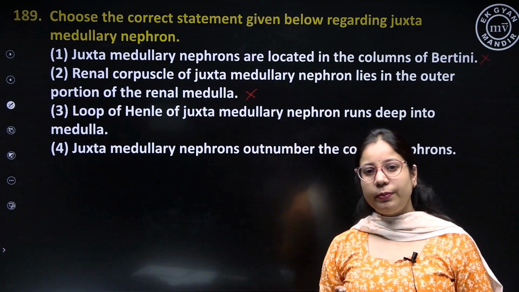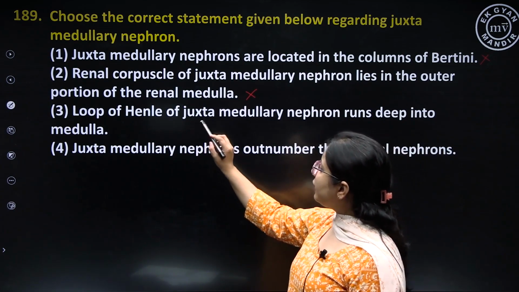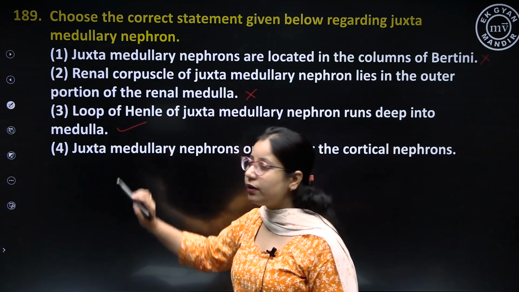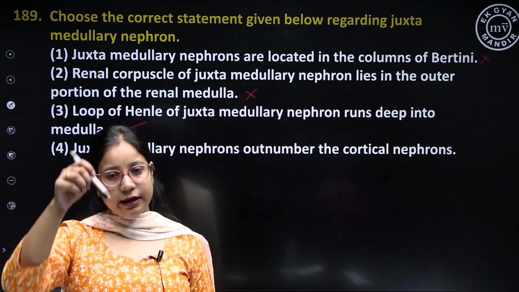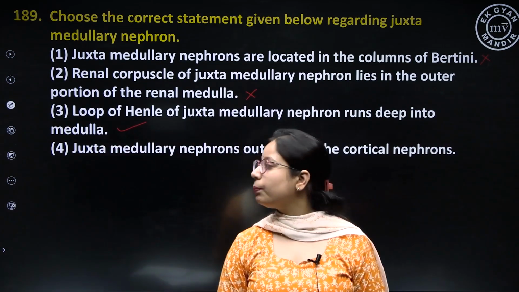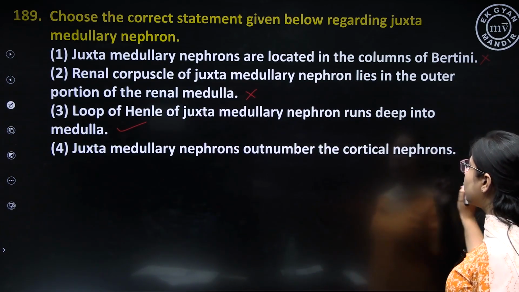Renal corpuscle will be present in the cortex part of the kidney. Loop of Henle of juxtamedullary nephron runs deep into the medulla. This is a right statement which I just now mentioned, that juxtamedullary nephrons, their loop of Henle, runs deep into the medulla.